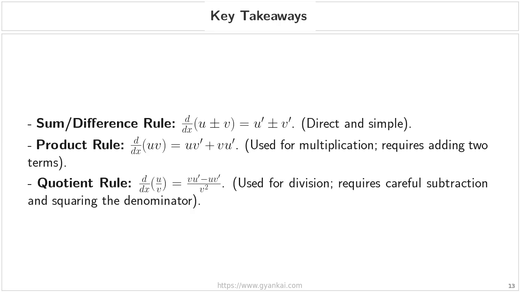Finally, we have the quotient rule, which is applied when one function is divided by another. The derivative with respect to x of u divided by v is equal to v times u prime minus u times v prime, all divided by v squared. Please be extra careful here. As we discussed, the order of subtraction in the numerator is critical, and you must never forget to square the denominator. Mastering these 3 rules will allow you to differentiate almost any combination of functions you'll encounter in your calculus studies.